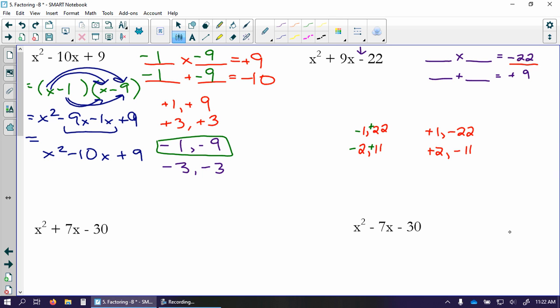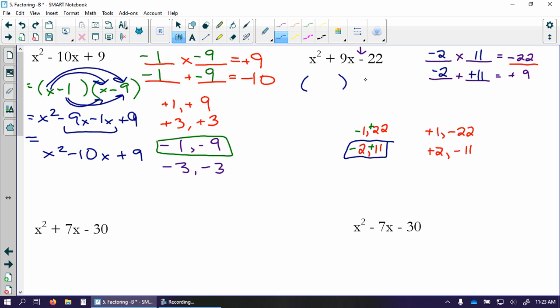So of these ones now, which can we add up to get positive 9? Well, 22 plus negative 1 is 21. 1 minus 22 is negative 21. But this one here, negative 2 plus 11 adds up to 9. Negative 2 times 11 multiplies to give negative 22. So there are the two numbers that we need.